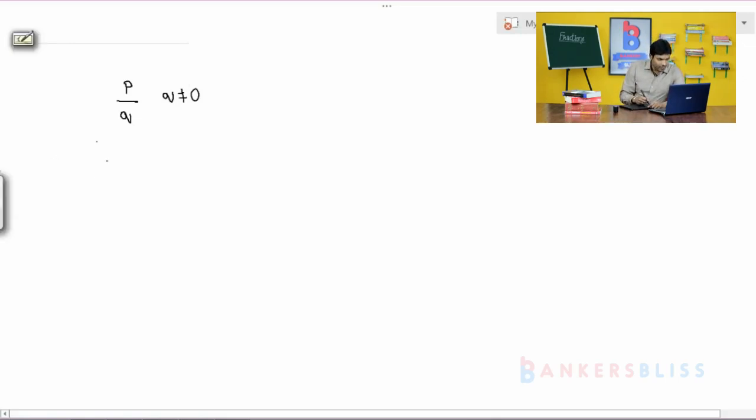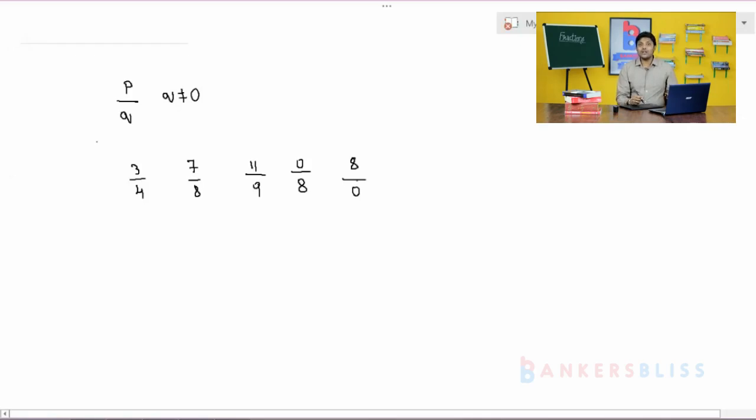See here, for example, 3 by 4, 7 by 8, 11 by 9, it is also a fraction. 0 by 8 is also a fraction. But 8 by 0 is not a fraction, because the denominator is 0. Denominator is 0 means it is not defined. If you do this in your scientific calculator, you are going to get a message called math error, means it is not defined.